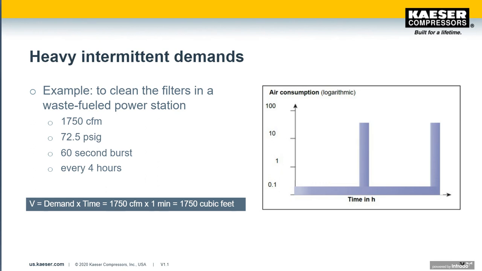Here's a profile for a filter cleaning operation. Every 4 hours, there's a burst of demand, almost 2,000 CFM. And this demand lasts for a very short period of time, only 60 seconds. The other thing is that the pressure requirement is not to drop below 72.5 psi during the event. This flow, 1,750 CFM, is upwards of a 450 horsepower compressor. That's a lot of air, but again, not for a very long time.